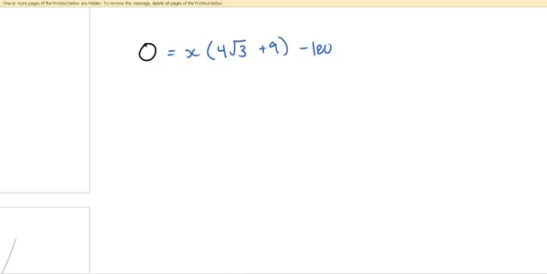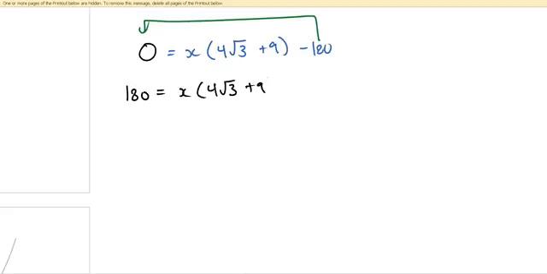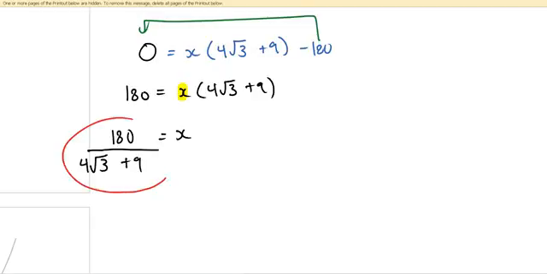Now how do I solve for this? Well, I just bring my negative 180 to the other side, so this is going to be 180 equals x times 4 root 3 plus 9, and then I need to solve for this x value here. So if I solve for x, x is equal to 180 divided by 4 root 3 plus 9. And there it is. There is my value of x that I can use to finish this problem here. And if I go to my calculator here, this is going to be 11.301.